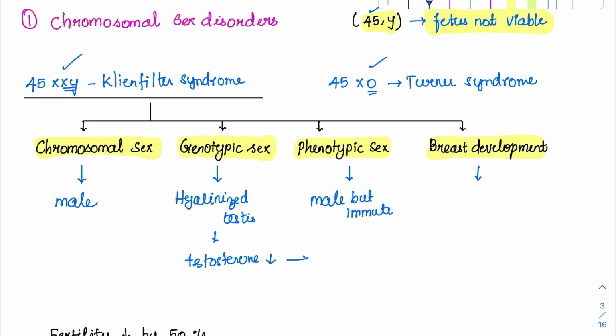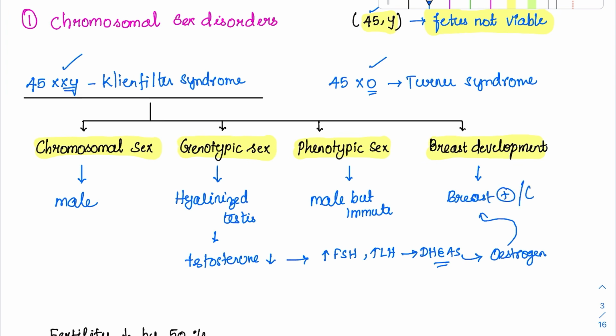Then testosterone is reduced. So what will happen? There is an increase in FSH and an increase in LH. What they can do is indirectly stimulate the adrenals and produce DHEAS. What is this DHEAS? That is called dehydroepiandrosterone. This DHEAS can get converted into estrogen in the peripheral adipose tissue. Now, estrogen is available. It is a female hormone. So, what does it do? It can lead to the development of breast. So, breast development will be there, and it is a male person. So, what is it called? It is called gynecomastia.